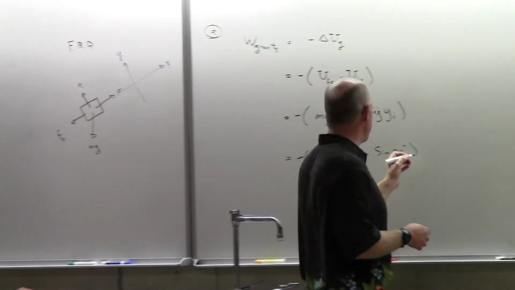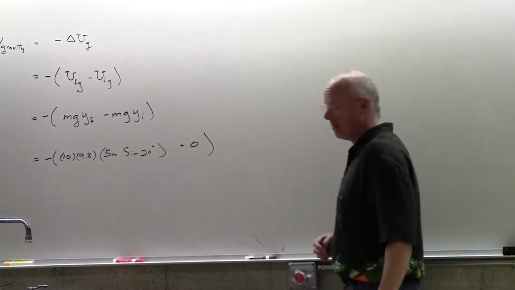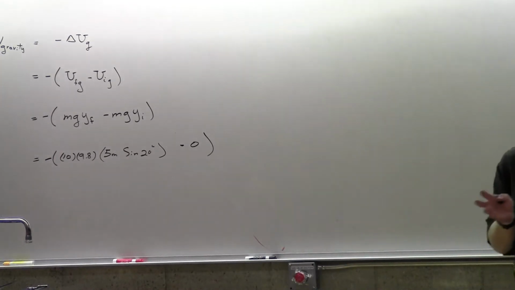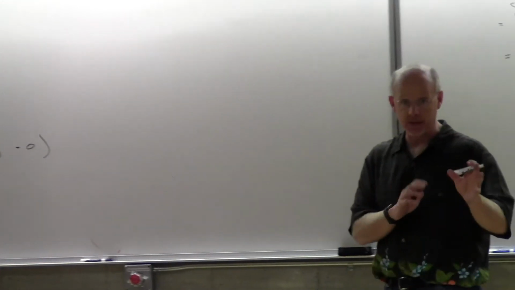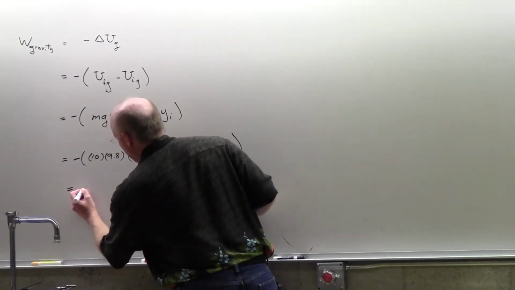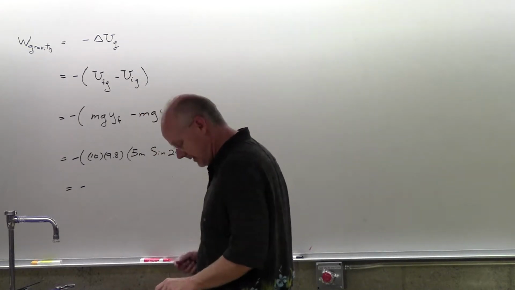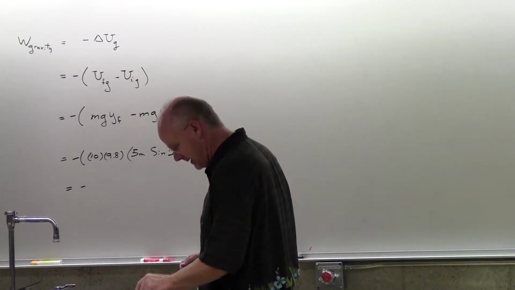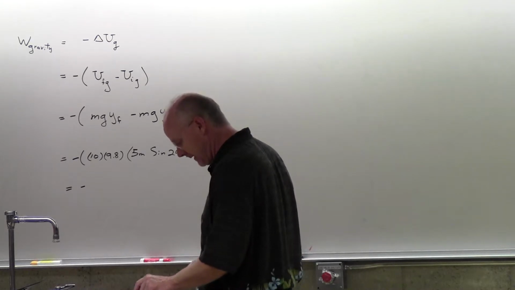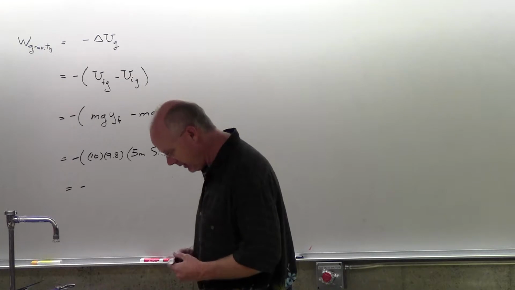And of course, I should put here minus a 0 for completeness, but that's why you chose that initial position as y equal to 0, so that term would come out to be 0. So this first part of the question does have a negative number, and it comes out to be 10 times 9.8 times 5 times the sine of 20 degrees.